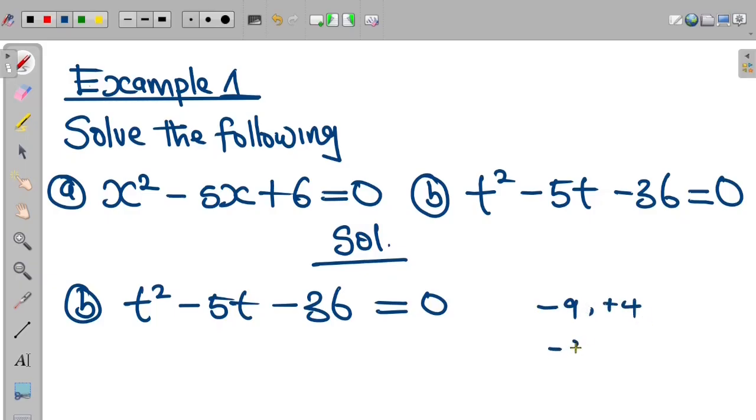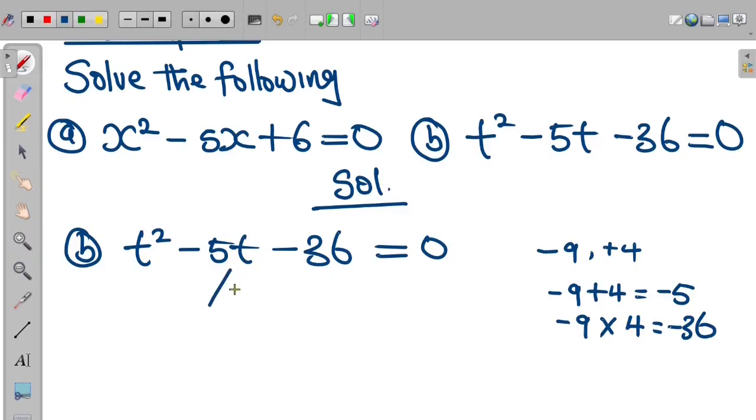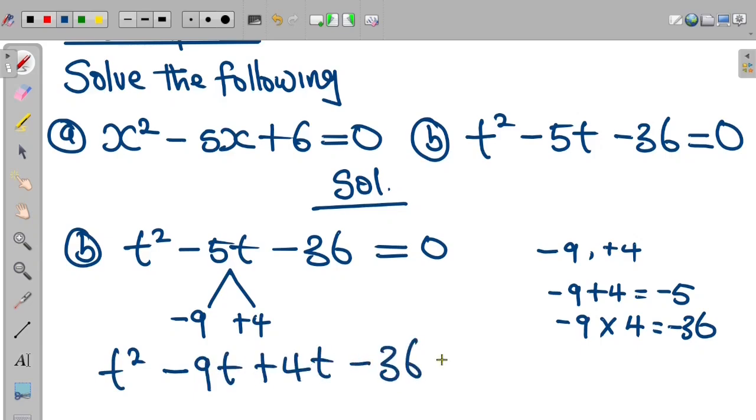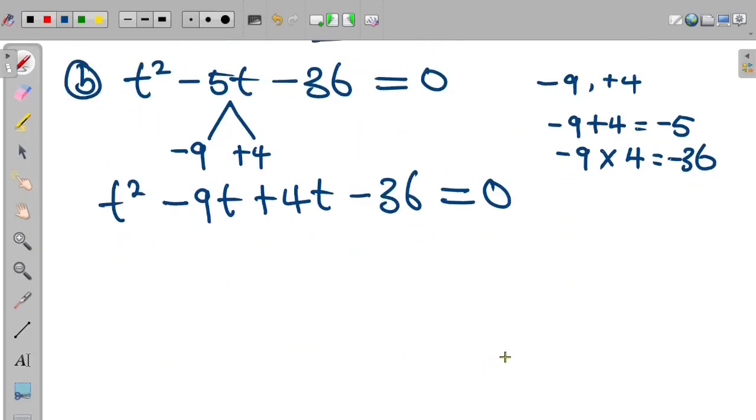This is because minus 9 plus 4 is equal to minus 5, and minus 9 times 4 is equal to minus 36. So at this point, the equation now takes the form: this point here becomes minus 9, and here becomes plus 4. So we have that t squared minus 9t plus 4t minus 36 is equal to 0. So we can group this term, and also we group this term.